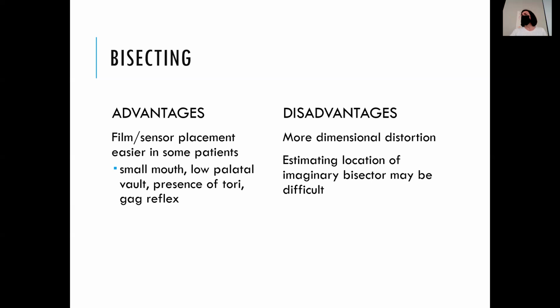Estimating location of imaginary bisector may be difficult. Oh, so it's just hard to know where the bisector is sometimes. That's just saying sometimes it's really hard to figure out where the bisector is. And so you're just kind of making an educated guess.